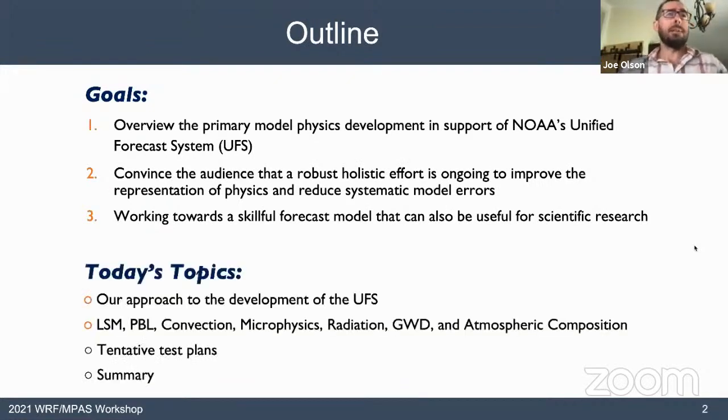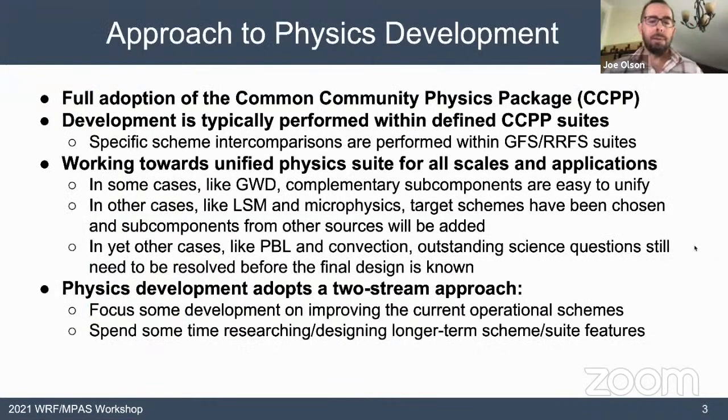So today I'd just like to overview our development approach, and then touch upon five of the seven components of the system I have listed here, and then overview some tentative testing plans we have for the next 3 to 6 months, and summarize. So to start with our approach, all of this is done within the CCPP. We've had full adoption of the Common Community Physics Package, which forms the basis of all of our physics testing. Everything is typically performed within defined physics suites. If you want to do a scheme intercomparison, you have to make a new suite definition file and configure it to run everything else the same except for one particular scheme. That's pretty much how our testing is performed.